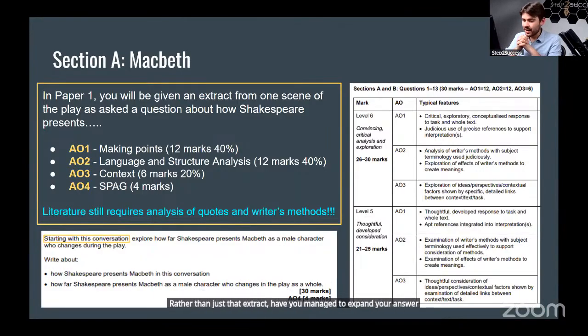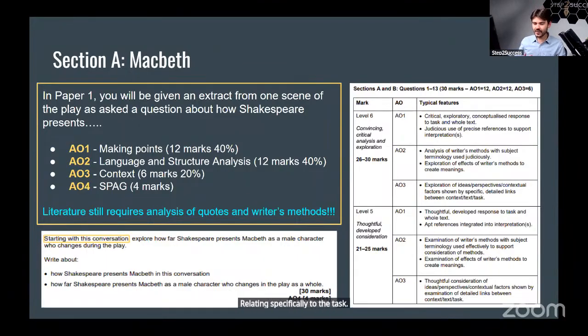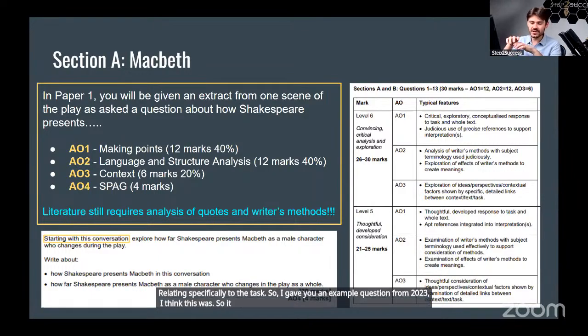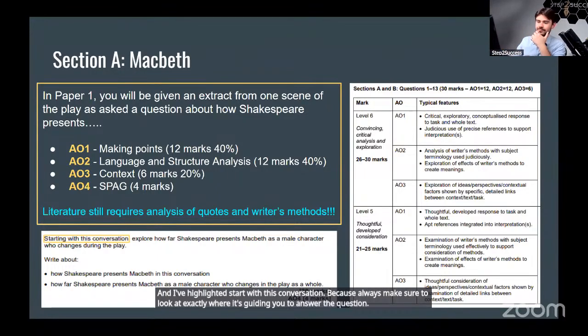And then AO3, have you been able to explore ideas, perspectives, and contextual factors, with detailed links between context relating specifically to the task? So I gave you an example question from 2023, I think this was. It says, starting with this conversation, explore how Shakespeare presents Macbeth as a male character who changes. So this is an example. It could be about a character linked to a theme. So it's about A, Macbeth as a character, and B, him in terms of gender. And I've highlighted start with this conversation because always make sure to look at exactly where it is guiding you to answer the question.